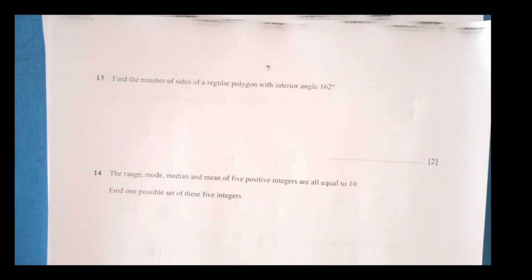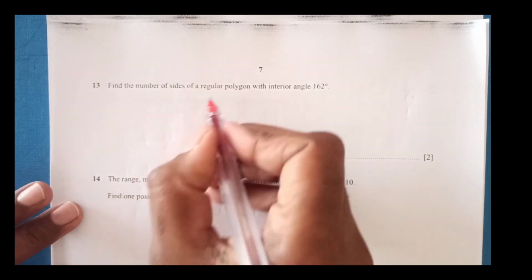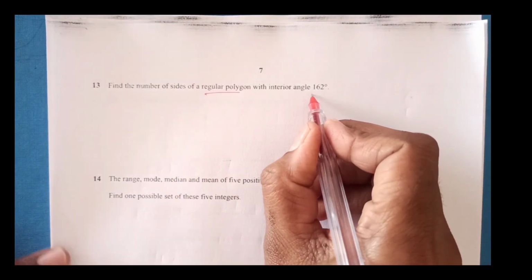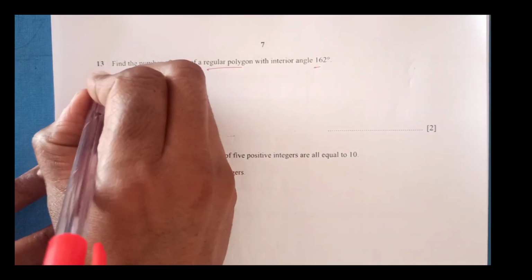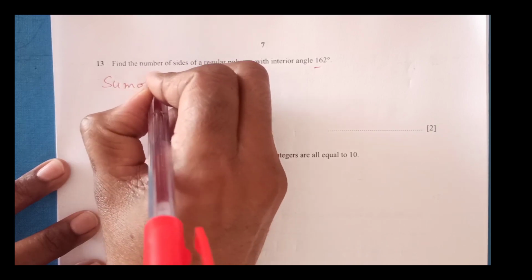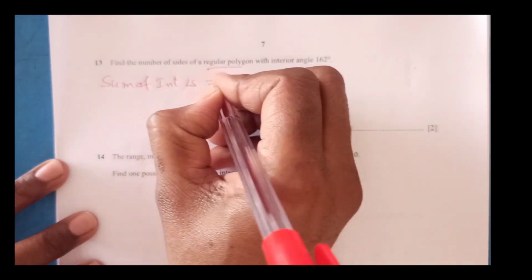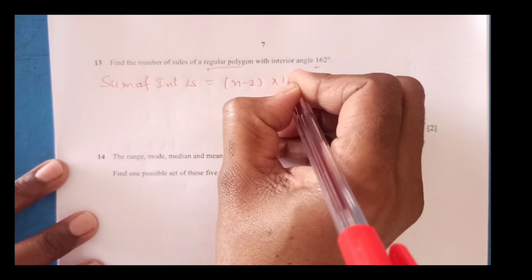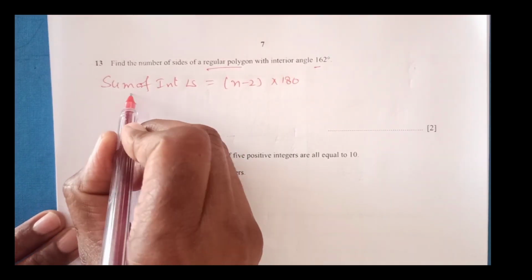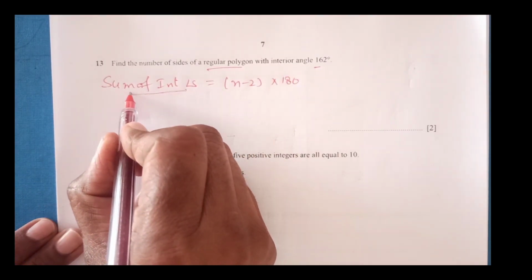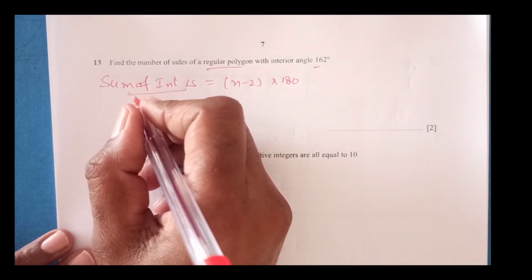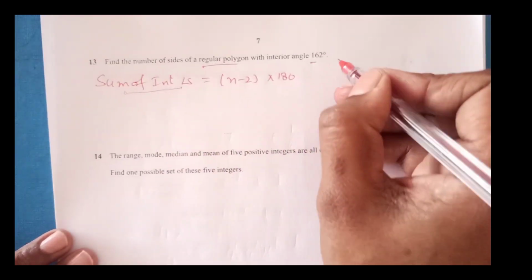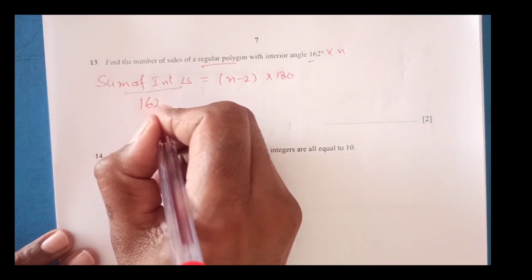Now number 13, find the number of sides of a regular polygon with interior angle of 162. So now the interior angle is 162. Now we know that the formula for the sum of interior angles is n minus 2 times 180. So sum of interior angles, and there are how many angles? Let's say there are n angles, so that is going to be 162 times n, that is 162n.